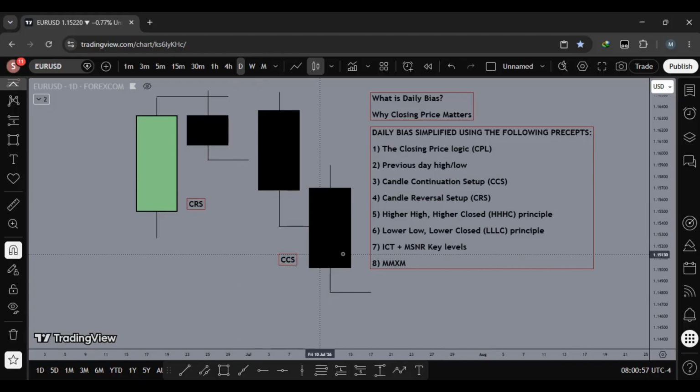So kindly keep this at the back of your mind. We are going to use them while we look at the bar replay example. We'll be using EURUSD. Use a bar replay to backtest the daily bias.